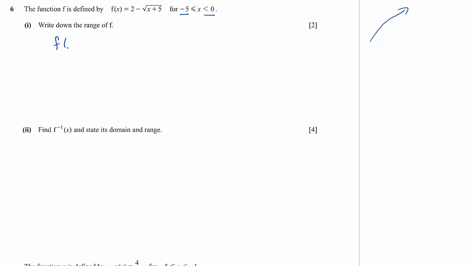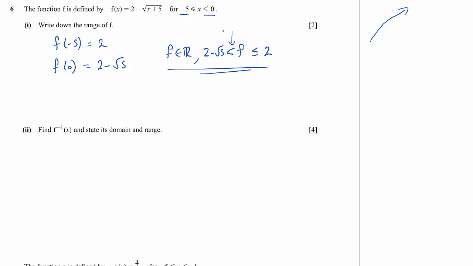So f of -5 is going to be 2, because then we're taking the square root of 0. F of 0 is 2 take away root 5. So f, or if you like y, is a real, and f is going to be more than 2 take away root 5 and less than or equal to 2. And the less than here is, of course, because that one's a less than.